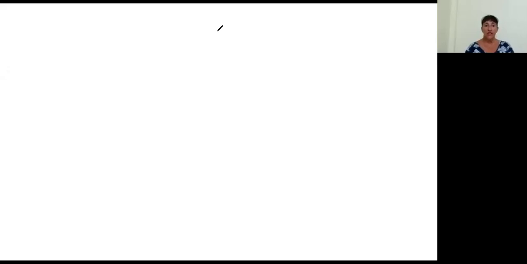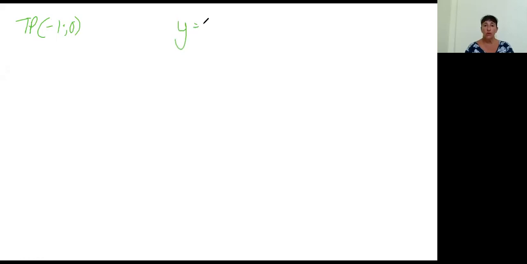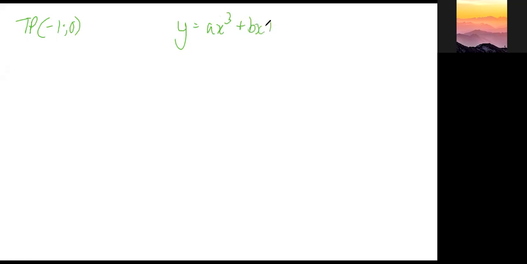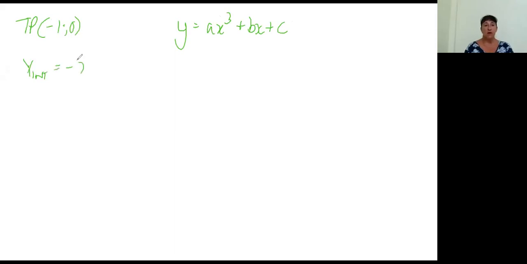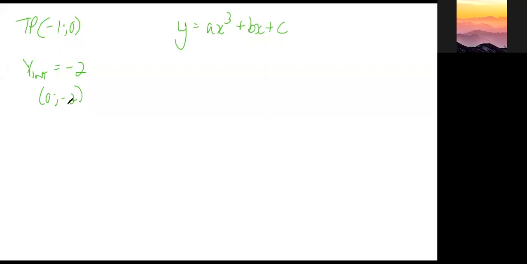I'm just going to put my whiteboard up. All right, did they say that there's a turning point at minus 1, 0? Yes, ma'am. Okay, and the graph is y equals ax cubed plus bx plus c. No x squared. No, ma'am. And it says, and cuts the y-axis at minus 2. So the y-intercept equals minus 2. In other words, the point is 0, minus 2 on the graph. It says, show that a is equal to 1, b is equal to minus 3, and c is equal to minus 2. Okay, cool.